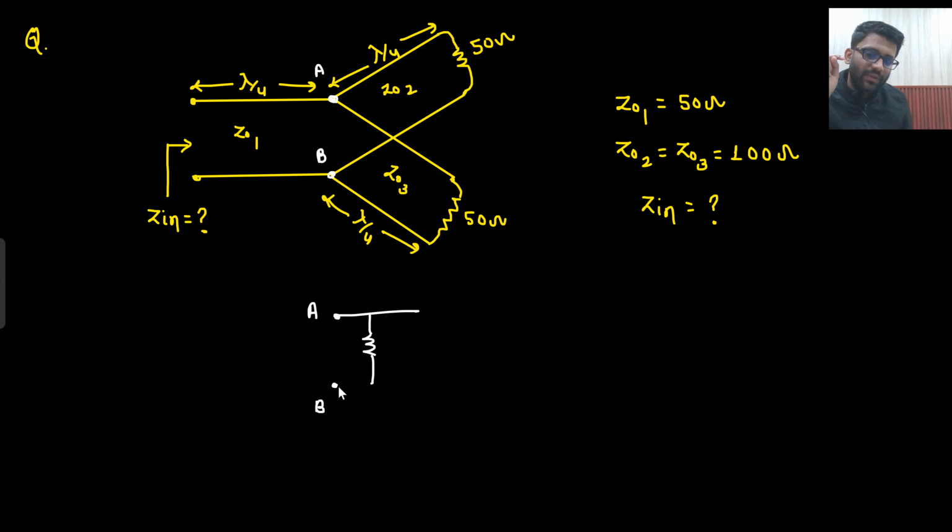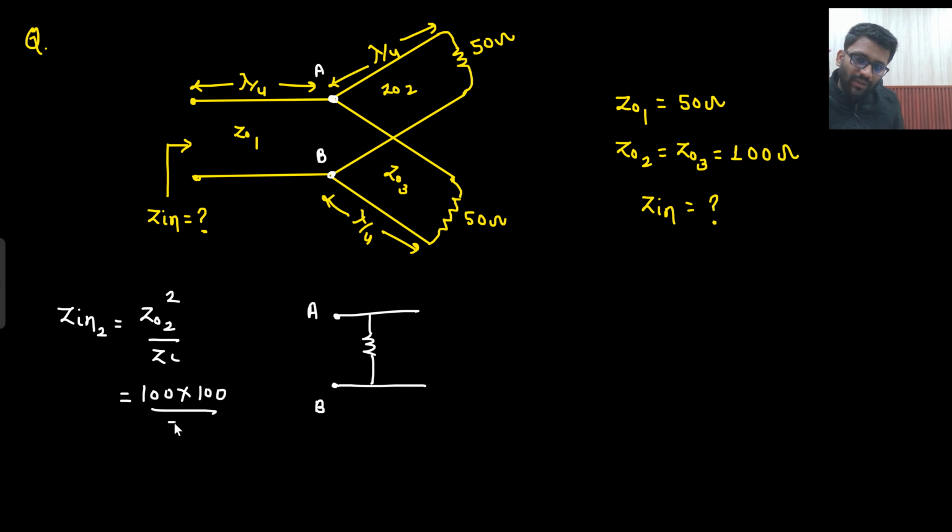From transmission line 2, the impedance will be Z0 2 square by ZL. What I am saying, if I write down Zin 2, that would be Z0 2 square by ZL. Z0 2 square is 100 into 100 divided by 50. That would be equal to 200. So from here, looking at this side, I will get 200.